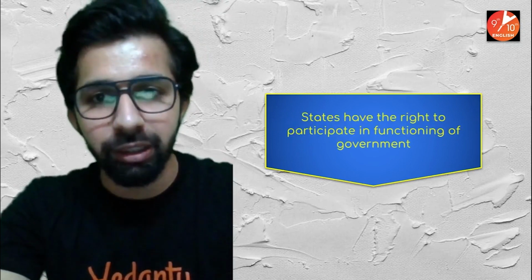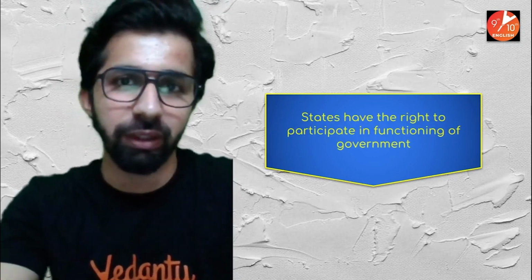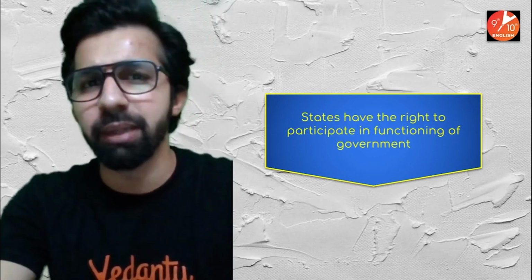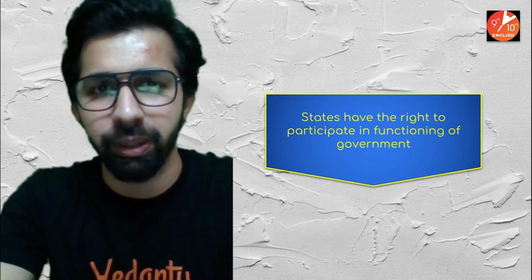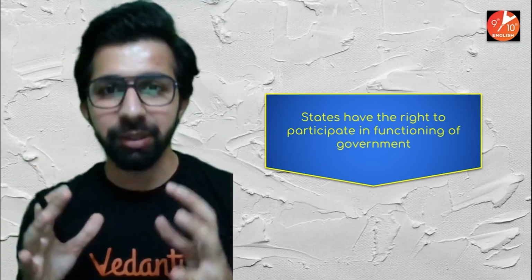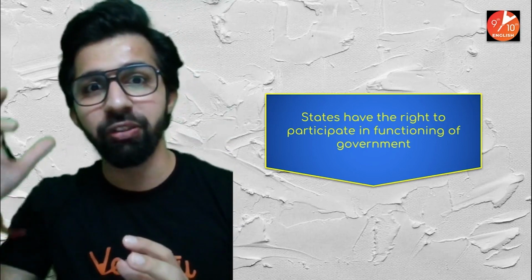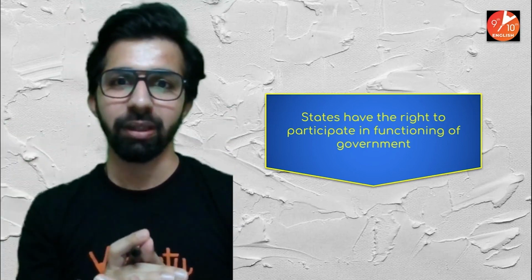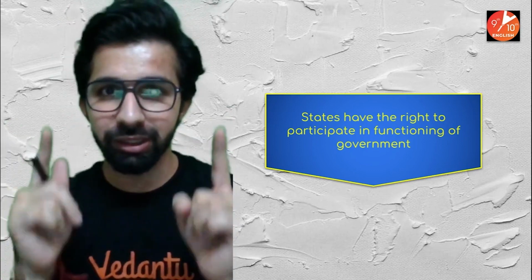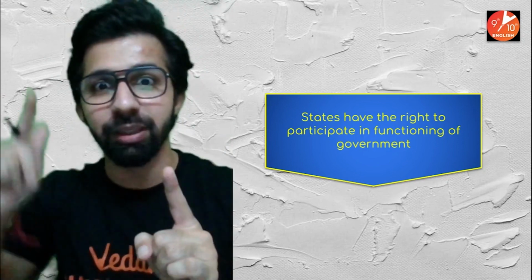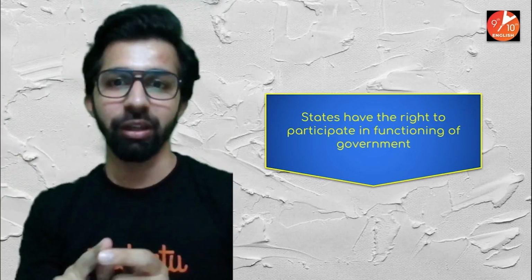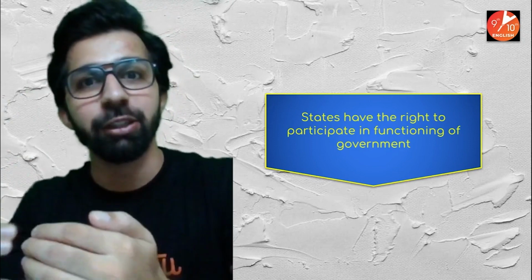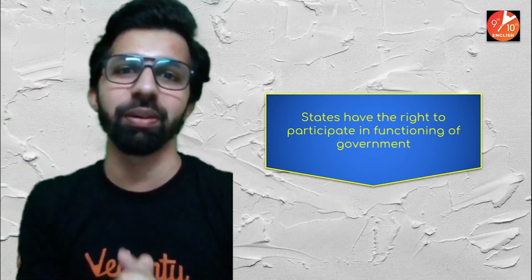Next one, states have the right to participate in the functioning of the government. Now, how can states participate in the functioning of the government? The state representatives are elected as members of parliament in Rajya Sabha. I hope you guys are understanding. So indirectly, states have the right to participate in the functioning of the government.